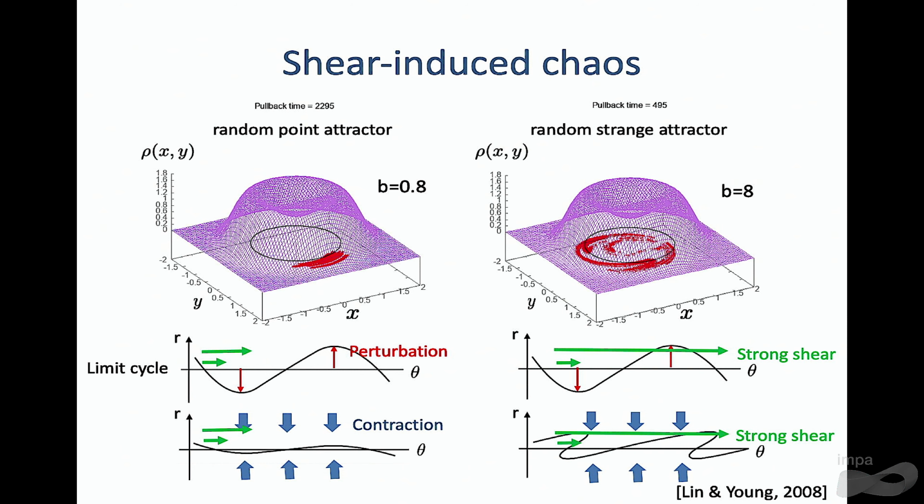Then why does this chaos happen? If we have B equal 8, strong B, we have strong shear. This is the decomposition of the limit cycle. This is the theta direction, and this is the radius direction. If we add a perturbation, if shear is small, it just converges and goes back to the limit cycle. But if you have strong shear with some large perturbation, we have this bending, right? So we have a stretching and folding structure there. So we have chaotic behavior.